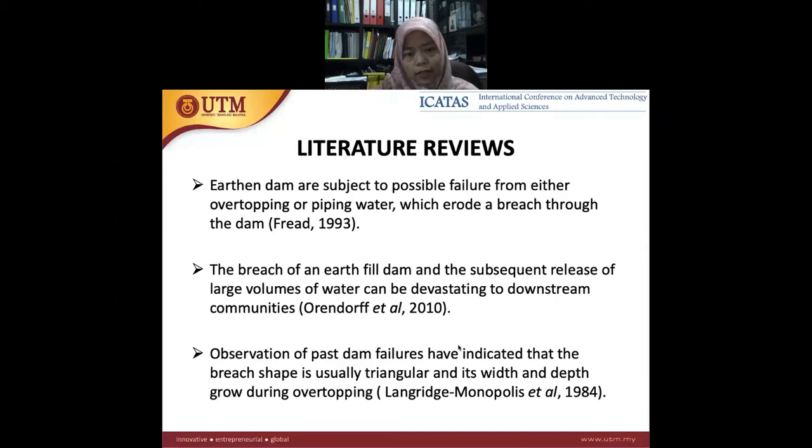Like what I've mentioned previously, it will cause damages to the downstream valleys. Observations of past dam failures have indicated that the breach shape is usually triangular, and its width and depth grow during the overtopping. Many studies have found that the final shape of the breach would actually be a trapezoidal shape.